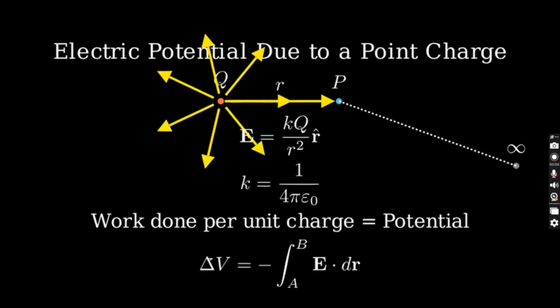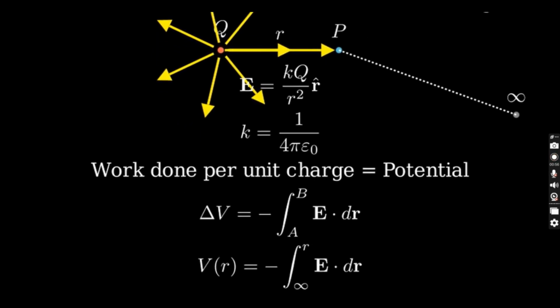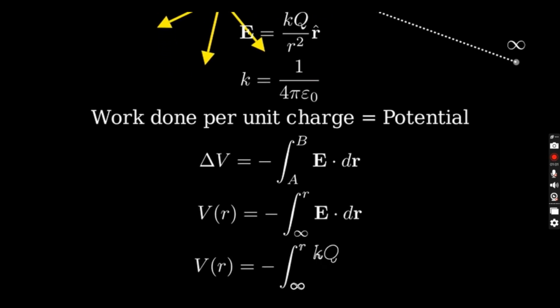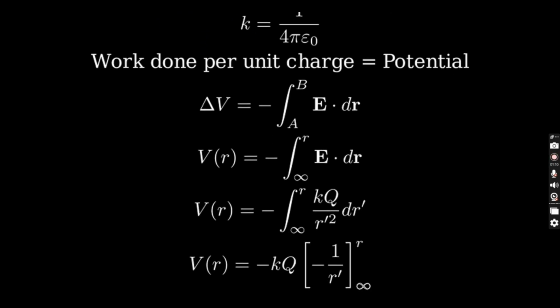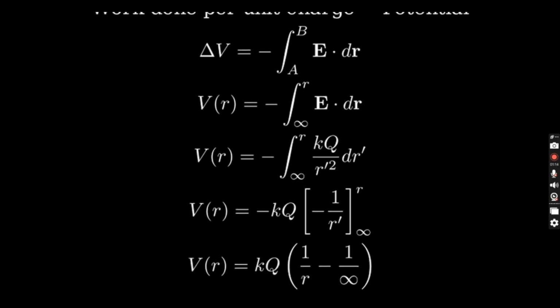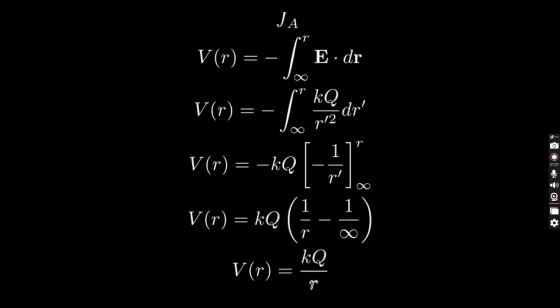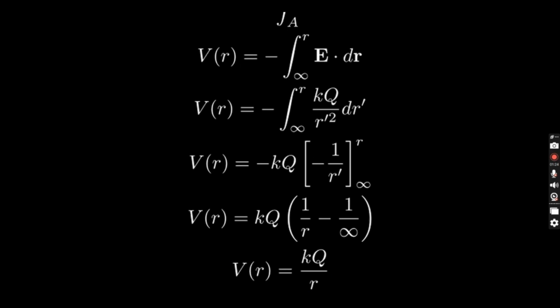For our radial path, we can write the potential at point P as the integral from infinity to r of negative E dot dr. Substituting our expression for E, we get negative kq over r squared dr. Now, let's solve this integral. The integral of 1 over r squared is negative 1 over r. Evaluating from infinity to r, we get kq times the quantity 1 over r minus 1 over infinity. Since 1 over infinity equals 0, our final expression for the potential is kq over r.